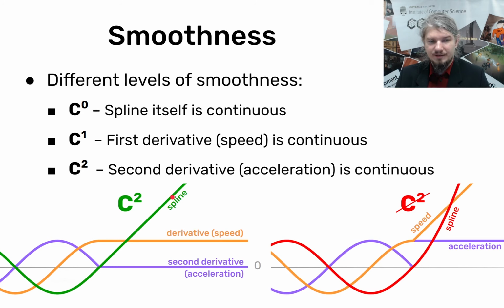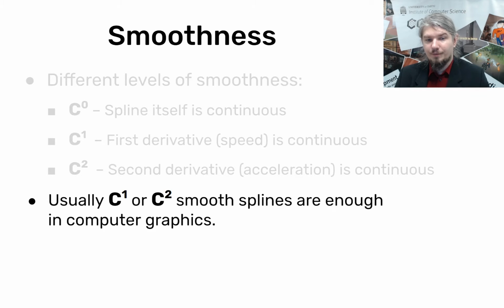So on the left we have this nice spline, we can find its derivative, we can find its second derivative, and we can see that there is no hole in the second derivative. So this is nicely a C2 smooth spline. But on the right we have a slightly different spline, and if we find its speed and its acceleration, then we can see that this acceleration has a gap, a sudden jump from one value to another. This causes a sharp change in speed, and while the spline looks smooth, it's actually just C1 smooth and not C2 smooth here. Usually in computer graphics, C1 or C2 smooth splines are enough.